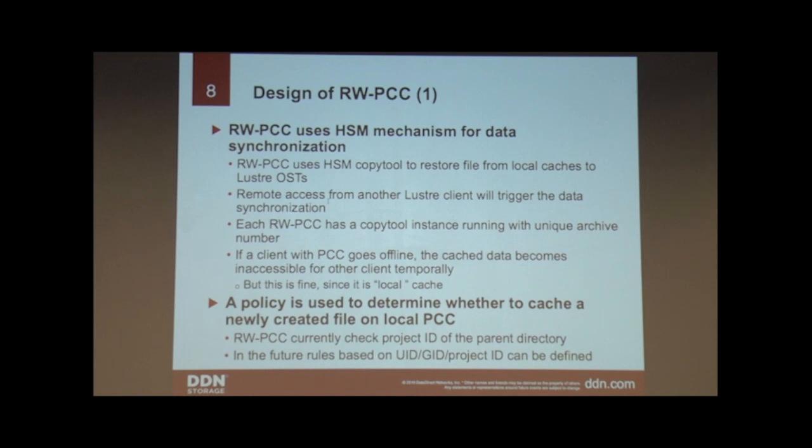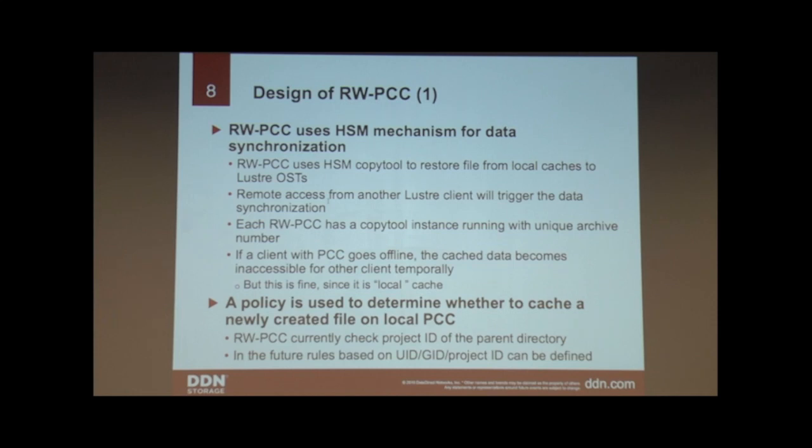As you can see, if a client goes offline, there will be some problem accessing that data, because that client might be rebooted, or it crashed because of some problem, or it unmounted the client temporarily. During that process, the remote client will not be able to access that data anymore. But that's fine, because it's a local cache. The cache is still consistent, saved in the SSD or NVMe.